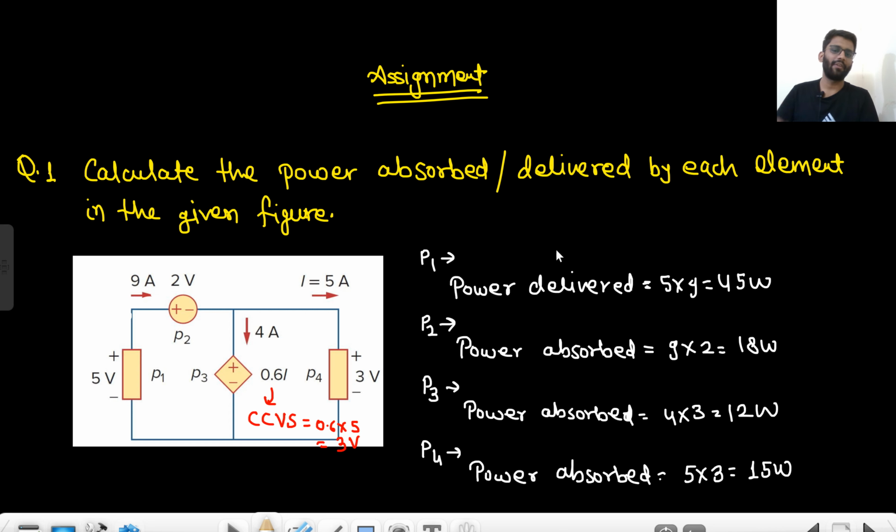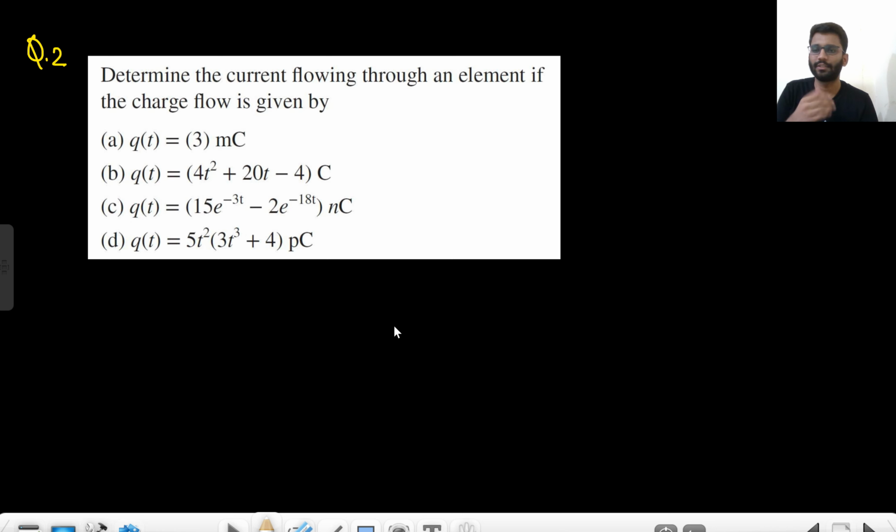Now you can also see power delivered is equal to power absorbed. 45 is equal to 18 plus 12 plus 15. 30 plus 15, 45. 45 equals 45. So power delivered is always equal to power absorbed, right? So this was the first question, an easy question. Let's move on to the next question.